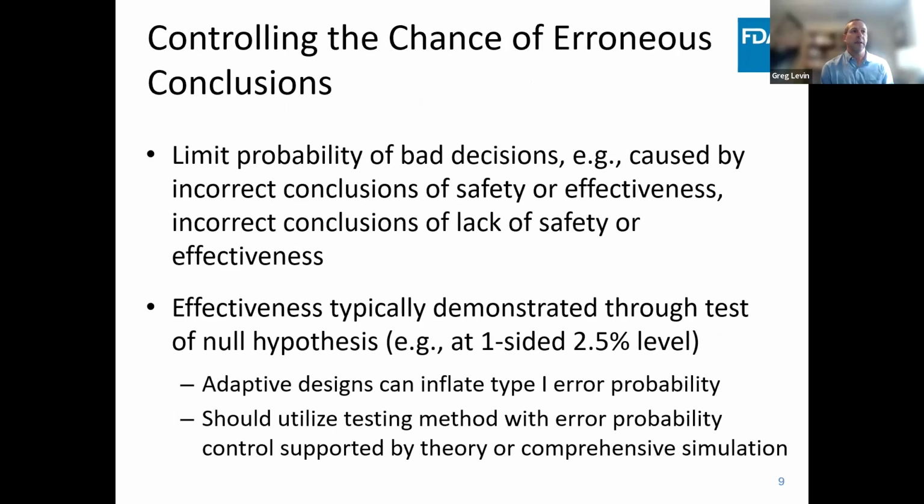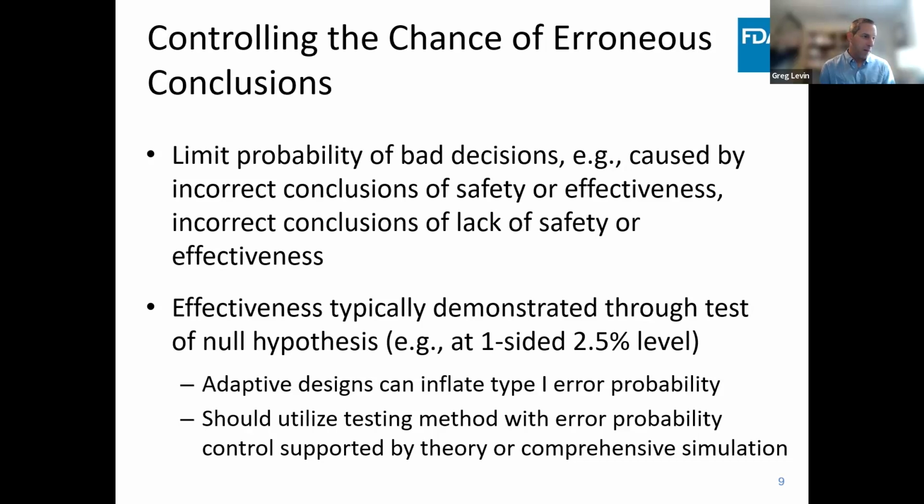So in terms of controlling the chance of erroneous conclusions, and this has been discussed in detail, at a high level, we want to make sure that both at the trial level and at the development program level, there's limitation of the probability of making bad decisions, including incorrect conclusions of safety or effectiveness, or incorrect conclusions of lack of safety or effectiveness.